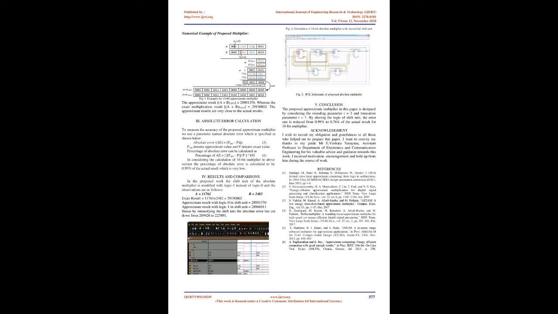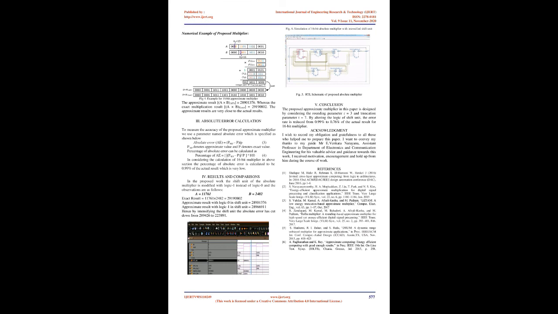For results and comparisons, in the proposed work, the shift unit of the absolute multiplier is modified with logic 1 instead of logic 0, and the observations are as follows. A equals 11,761, B equals 2,482. Exact result equals 11761 times 2482 equals 291900802. Approximate result with logic 0 in shift unit equals 2890136. Approximate result with logic 1 in shift unit equals 289669111.